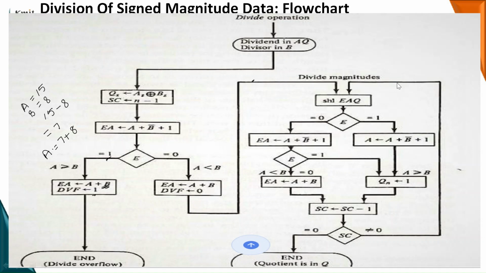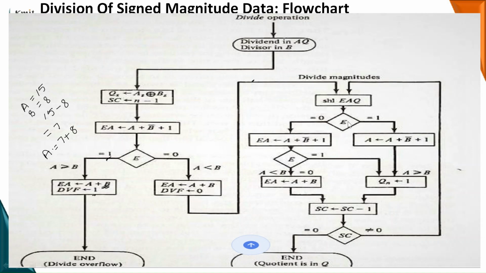of your data. So in the divide magnitude part, I'm going to first perform a shift left operation on the contents of E, A and Q registers. After performing a shift left operation, what happens? At the Qn-th bit, you are going to insert a 0, and from there it moves towards the left. All the contents of the registers E, A and Q will be moved towards your left. Now, after performing a shift left, I am going to check the value of E.